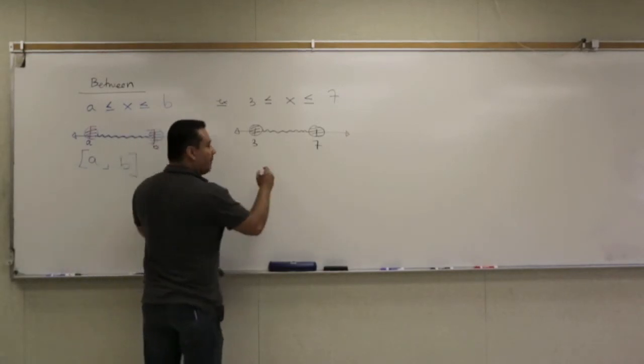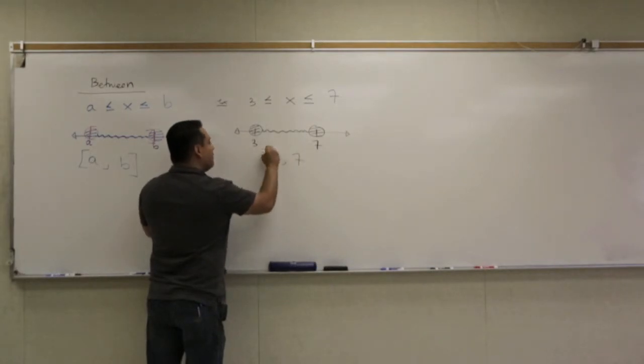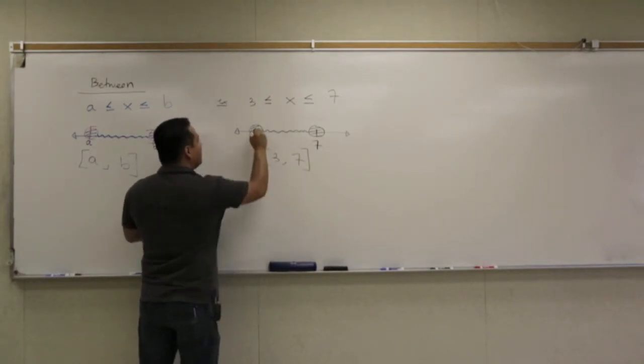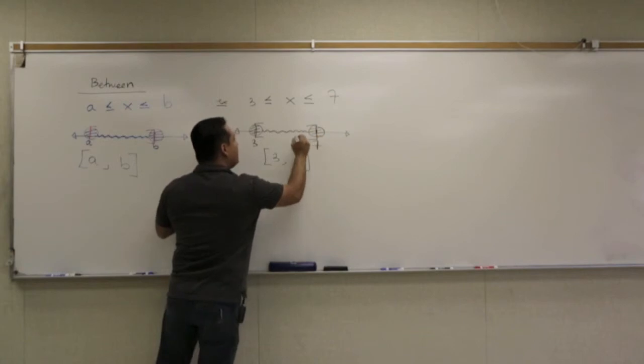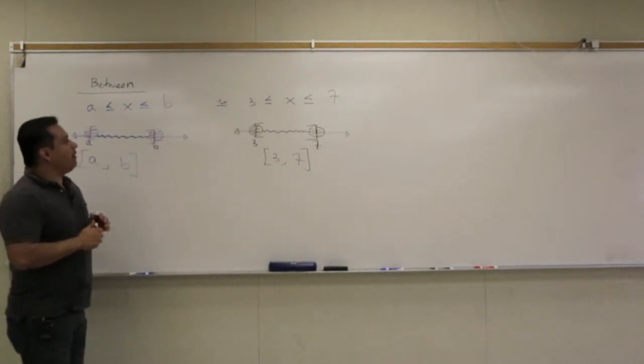Well, what does the interval notation look like here then? What would you guys say? 3, comma 7. Do you include the 3 and 7? Yes. So put a bracket. And if you had the brackets here in the back of the book, you should still be okay. So this is one scenario.